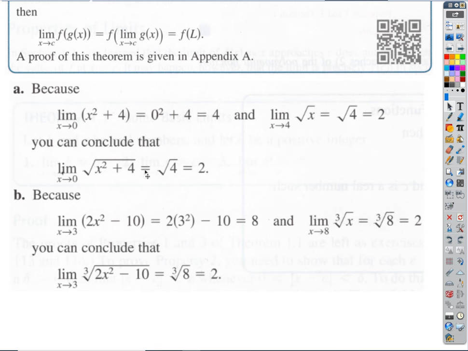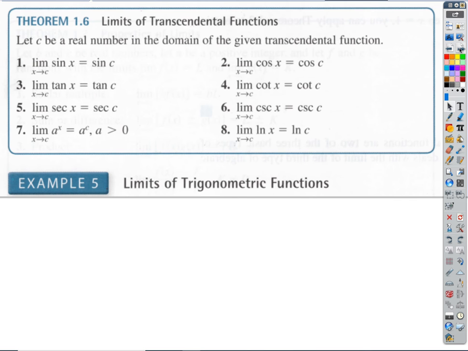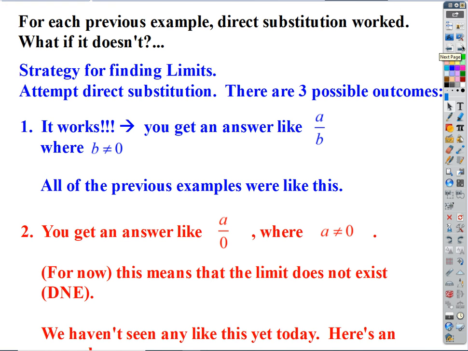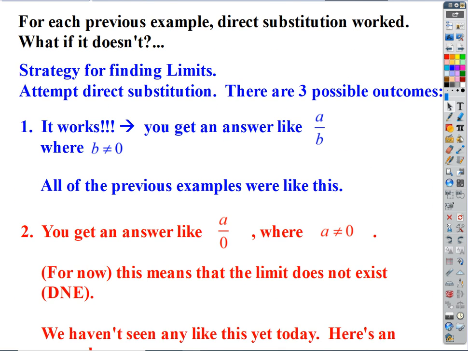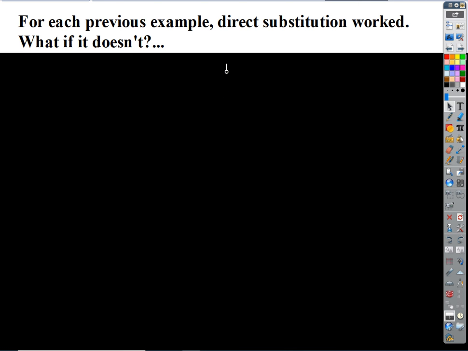Make sense? Okay? All right, and then this works for all the trig functions too. Okay. So that's a lot of talk about very little, right? We just know that when we're evaluating functions directly, if it works, great. Okay? And in fact, when we try to evaluate directly, there's really three kinds of results that could happen, and that's it. We're going to try to plug in direct substitution.